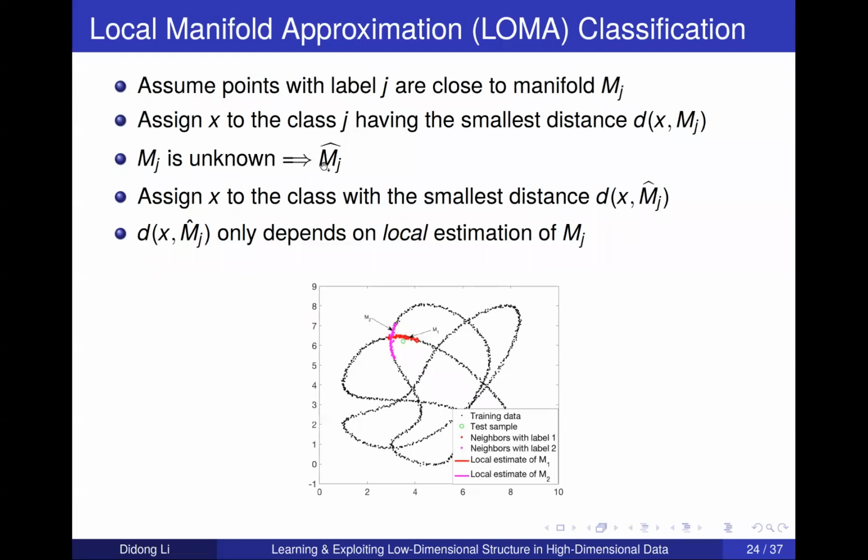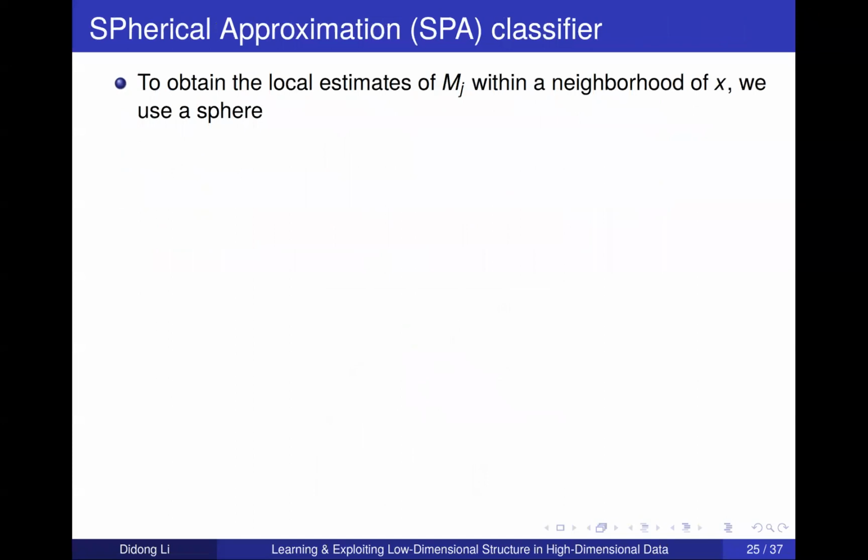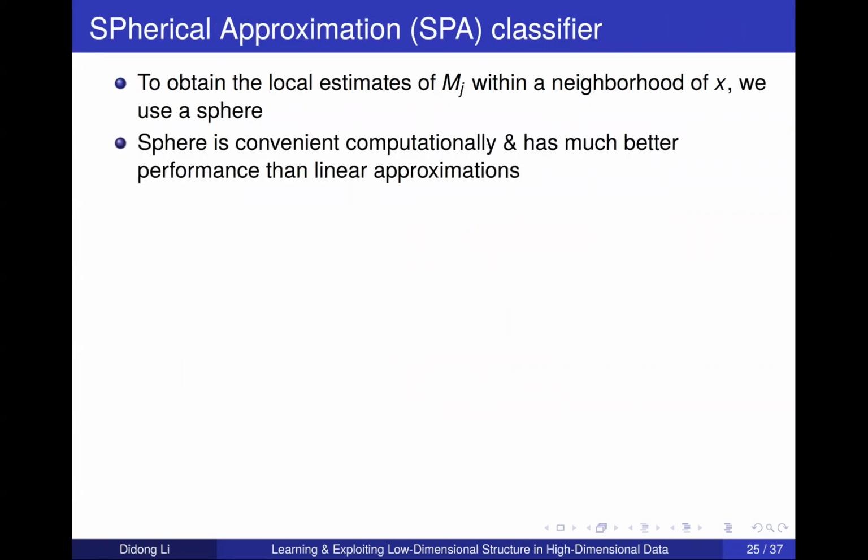Then how do we learn the manifold Mj hat? Again, there are a bunch of manifold learning algorithms, and you can use any of them in this LOMA framework. But as we have already seen, we can approximate a manifold locally by a sphere, which has better performance than hyperplanes. So here we use spheres to locally learn the manifold.